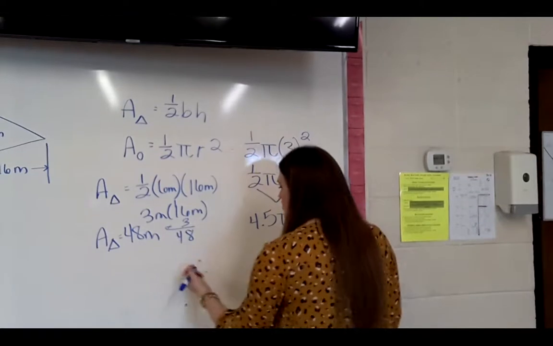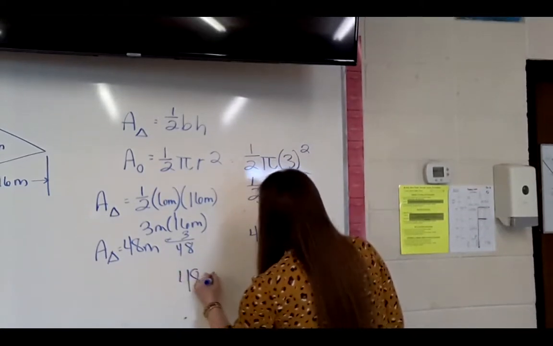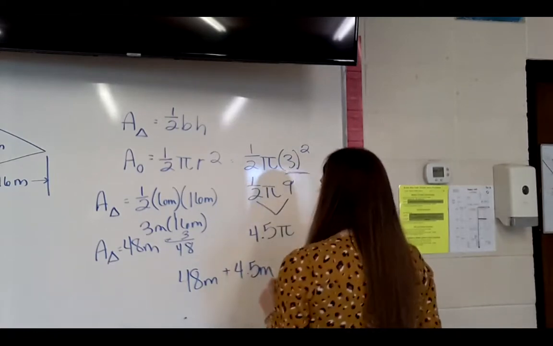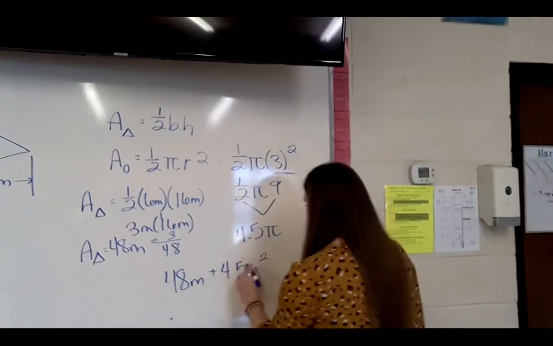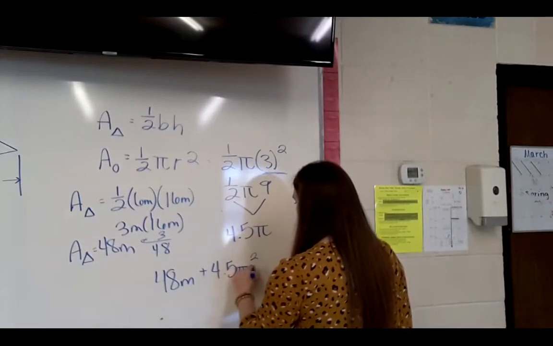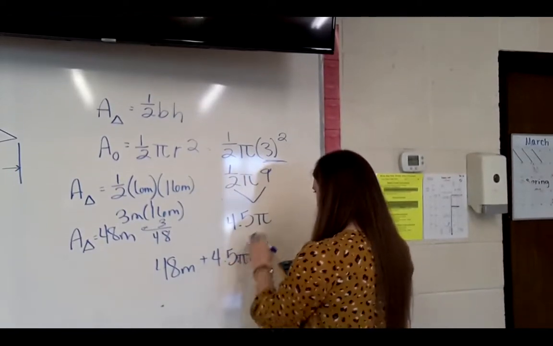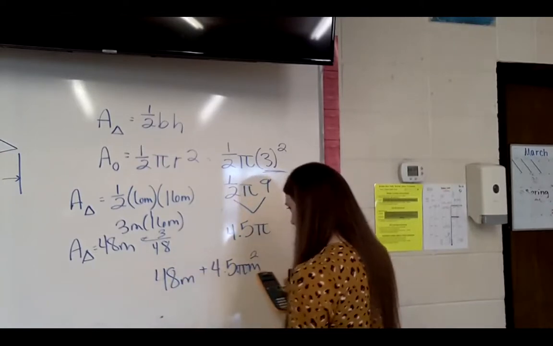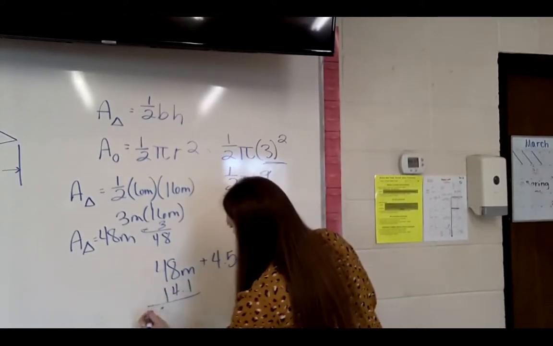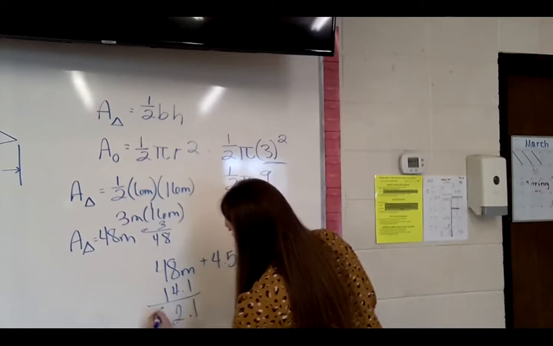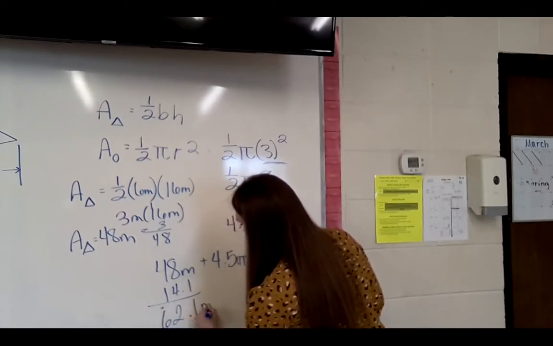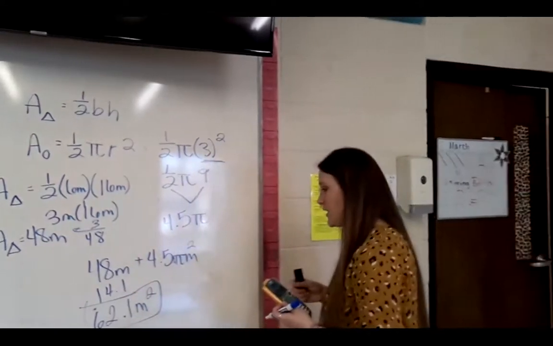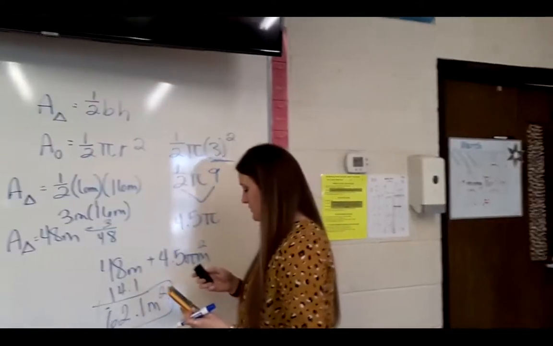So let's see. Your total area is going to be adding them together. 48 plus 4.5 pi, meters squared. Forgot pi. So let's go ahead. 4.5 times pi is 14.1. 48 plus 14.1 is going to be 62.1 meters squared. That's going to be our total area of that composite figure.